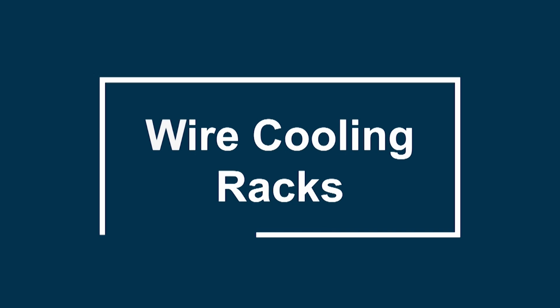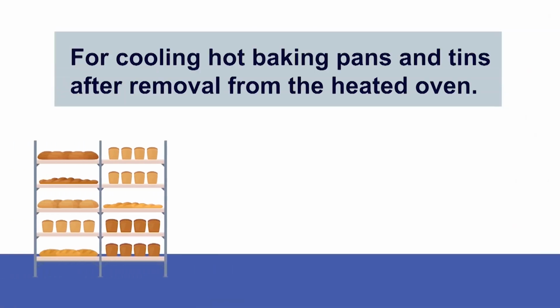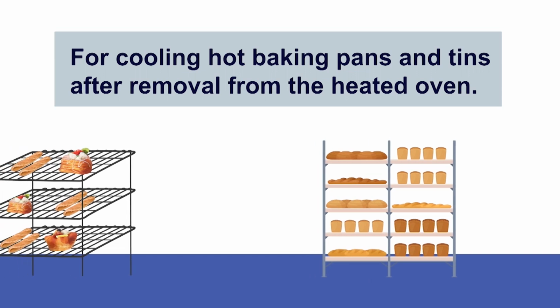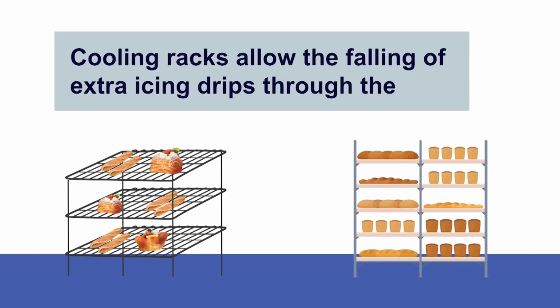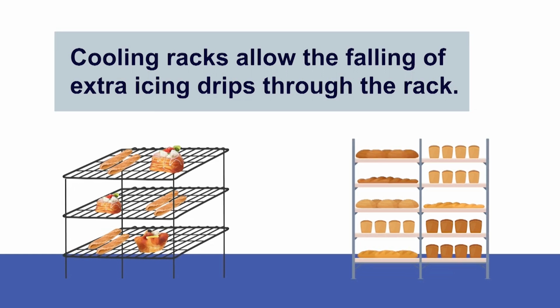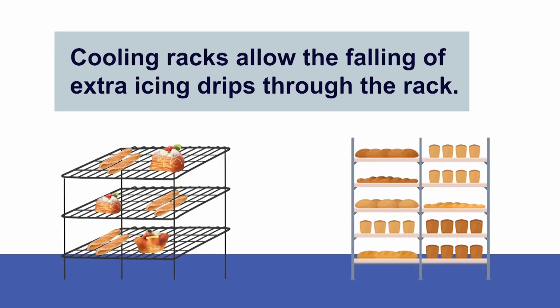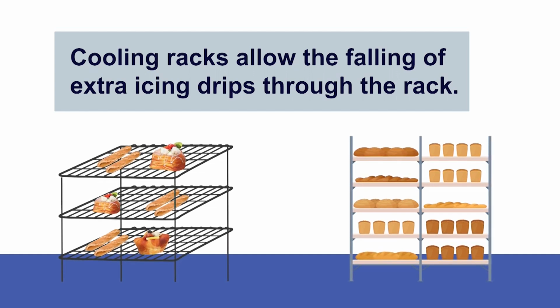Wire cooling racks. Wire cooling racks are required for cooling hot baking pans and tins after removal from the heated oven. While spraying icing or chocolate on top of the cookies, cakes or pastries, cooling racks allow the falling of extra icing drips through the racks.